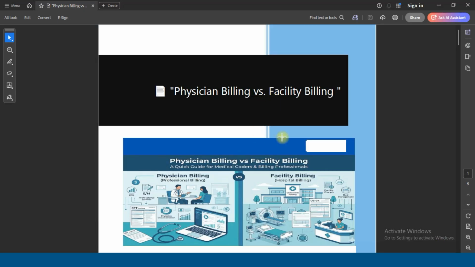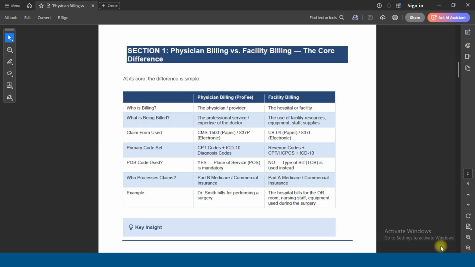So, physician billing versus facility billing. Usually physician billing's other name is professional billing or profee billing or profee coding. Next, facility billing, we will call it hospital billing. In physician billing, only the physician will get the amount. In facility billing, the hospital will get the amount for supplies and physician services if the physician is recruited by the hospital. Whenever you want to understand physician billing versus facility billing, we need to know the core differences.